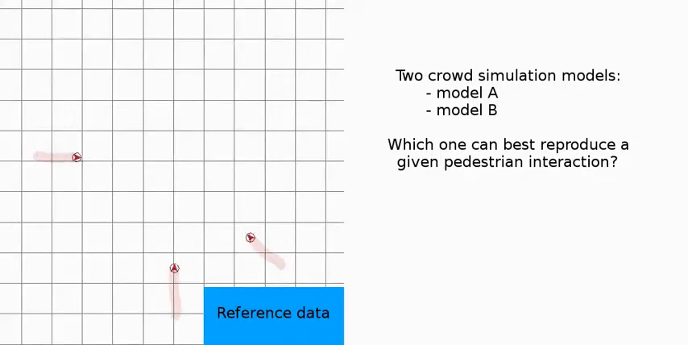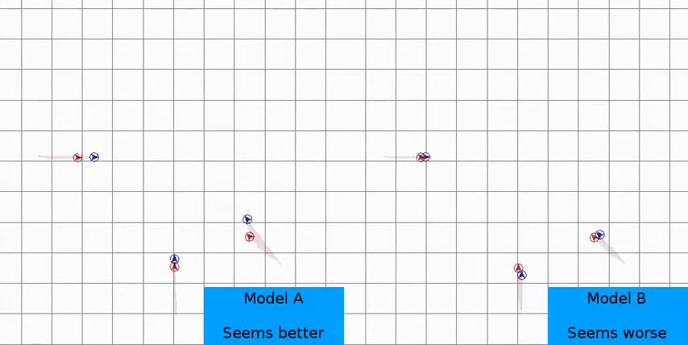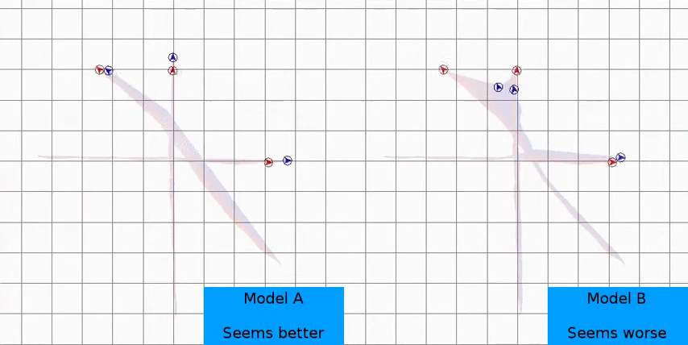Say you've got two crowd simulation models, A and B, and you want to know which one can best reproduce a given pedestrian interaction. You can then choose some reference data and simulate it with both models. In this case, model B seems worse, as its trajectories aren't very accurate at the end.